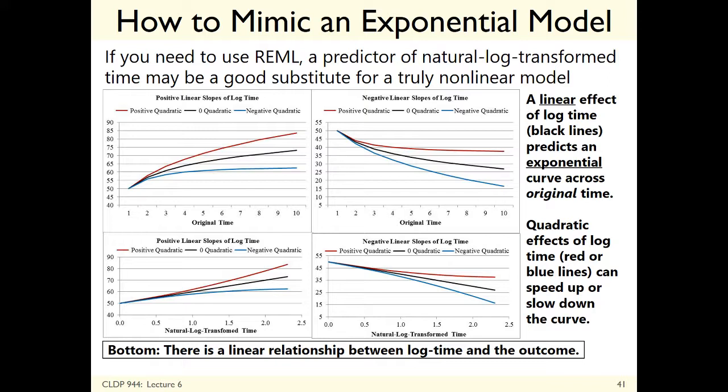The top pictures are plotting the predicted value against the original time variable. The bottom pictures are plotting it against log transform time. So a linear effect of log time works out to be something that looks a lot like an exponential curve. If you add in a quadratic effect, then you hit something that looks even more like an exponential curve. Like, look at that blue line. Doesn't that look nice? It takes your linear effect and it either dampens it or picks it up, depending on the direction of the quadratic.